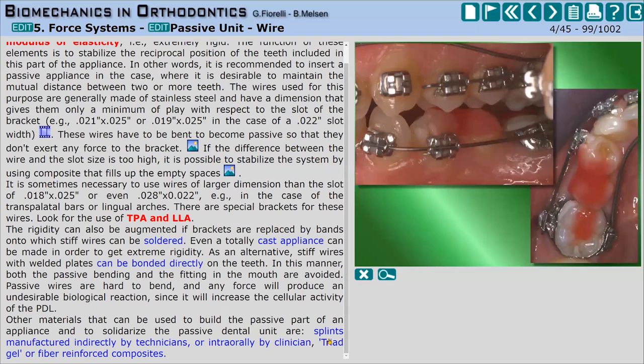What I would like you to do is some exercises on bending a passive wire. And in a while, I'm going to show you a video about that. And the other thing you will have to do as soon as possible, maybe tomorrow if you have time, I know it's Sunday and maybe you will have better programs than that, is to be able to bend a passive lingual arch or a passive transpalatal arch. We're going to see videos about that as well.